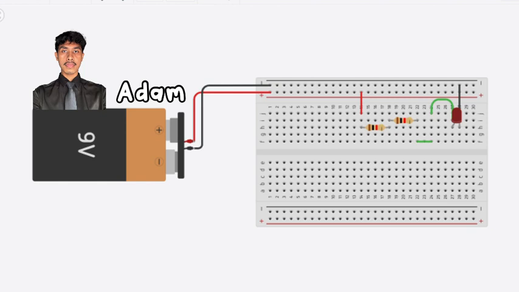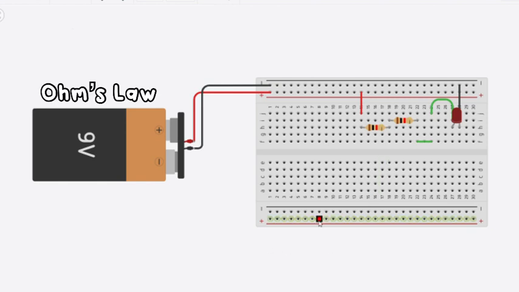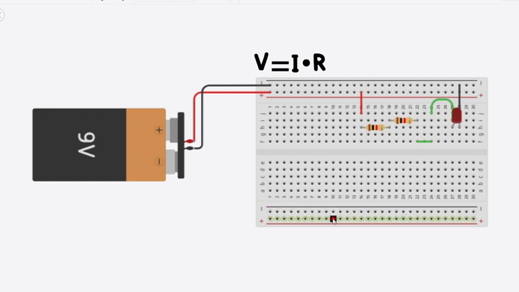Hello, viewers. Today I would like to prove Ohm's law: V equals I multiplied by R. You typically follow these steps. First, define Ohm's law. What is Ohm's law?